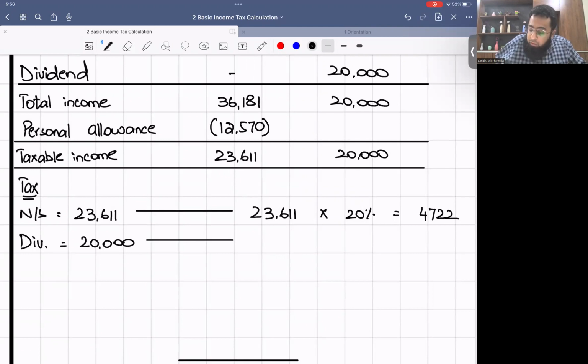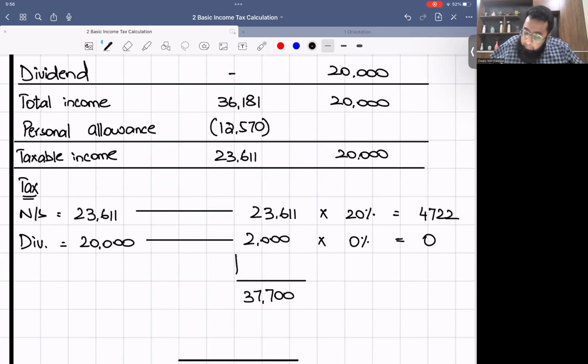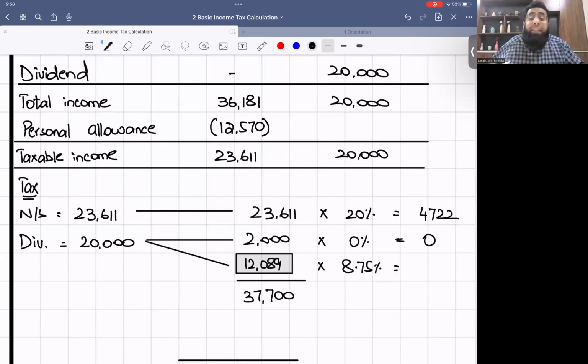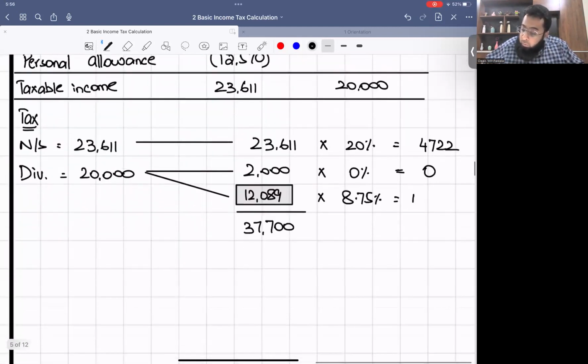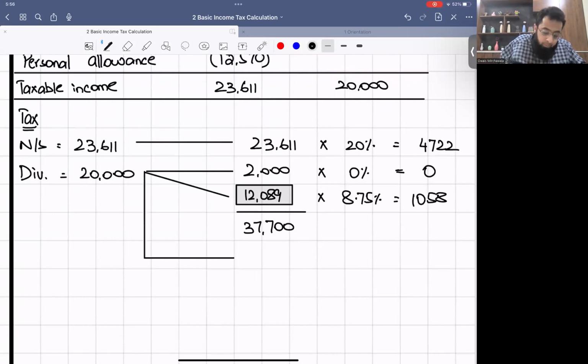So first 2,000 goes at 0%. So this is 0. And then let's look at the basic rate band, 37,700. What is the remaining space in it? 37,700 minus 23,611 minus 2,000. So it's 12,089. And since we are talking about dividend income, so it's 8.75%. So this gives us 1058. And here comes the remaining dividend.